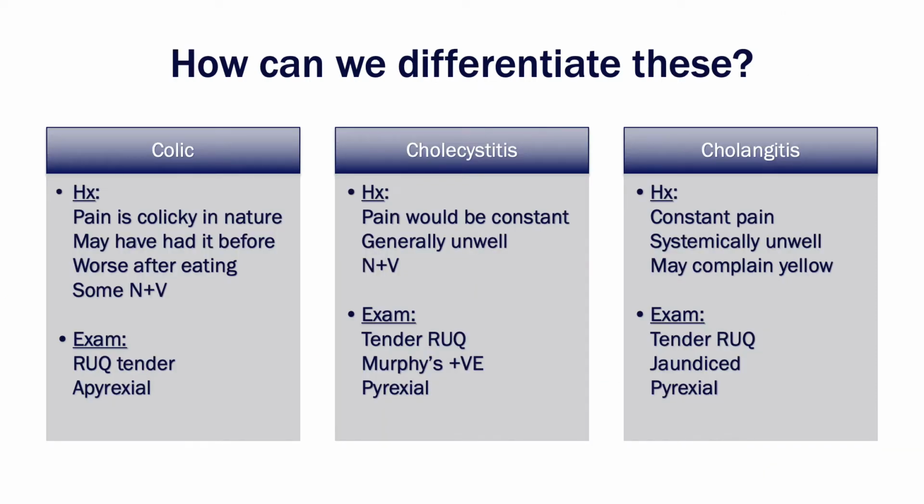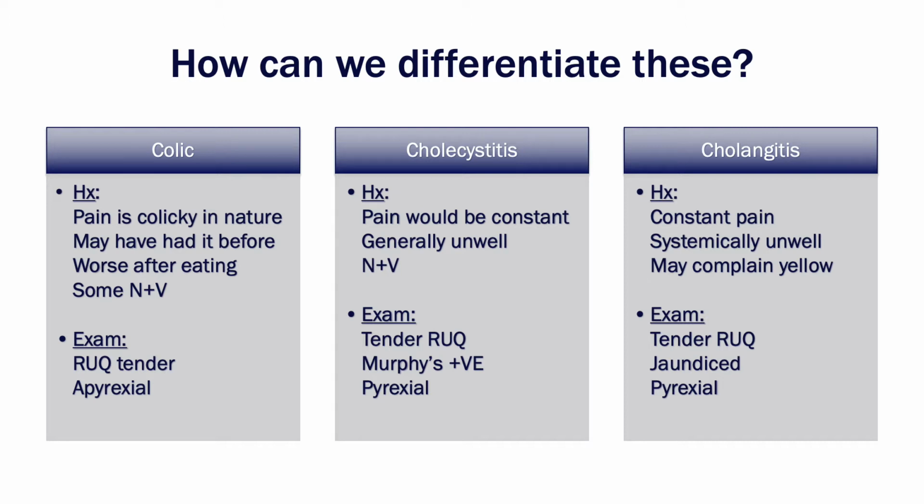So far we have a 37-year-old man with right upper quadrant pain, but we don't know much else. So how can we differentiate between the different gallstone pathologies with a history and examination? In biliary colic, in the history the pain will be colicky in nature, meaning it's going to come in waves. If they've got gallstones, they may have had this pain before as well, and the pain is typically worse after eating, particularly a fatty meal. This is because this stimulates the gallbladder to contract. They may also have some nausea and vomiting. On examination, they'll have a tender right upper quadrant, but they'll be apyrexial.